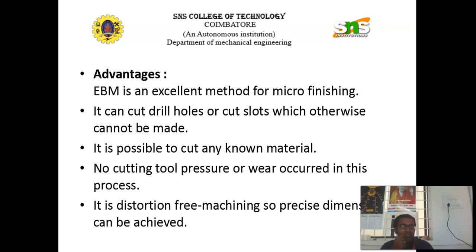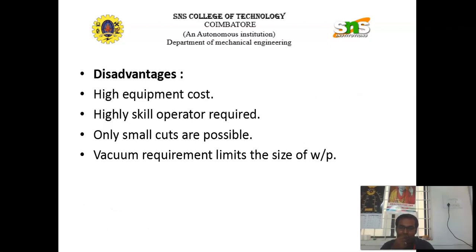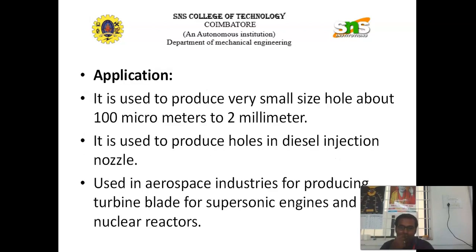Next, we are going to discuss the advantages. It is an excellent method for micro machining, and it can drill holes or cut slots which otherwise cannot be made. It is possible to cut any known material. No cutting tool pressure or wear occurs in this process. It is distortion free machining, so precise dimensions can be achieved with the electron beam machining process. The disadvantages are higher equipment cost, and high skill is required. Only small cuts are possible. The vacuum requirement limits the size of the workpiece.